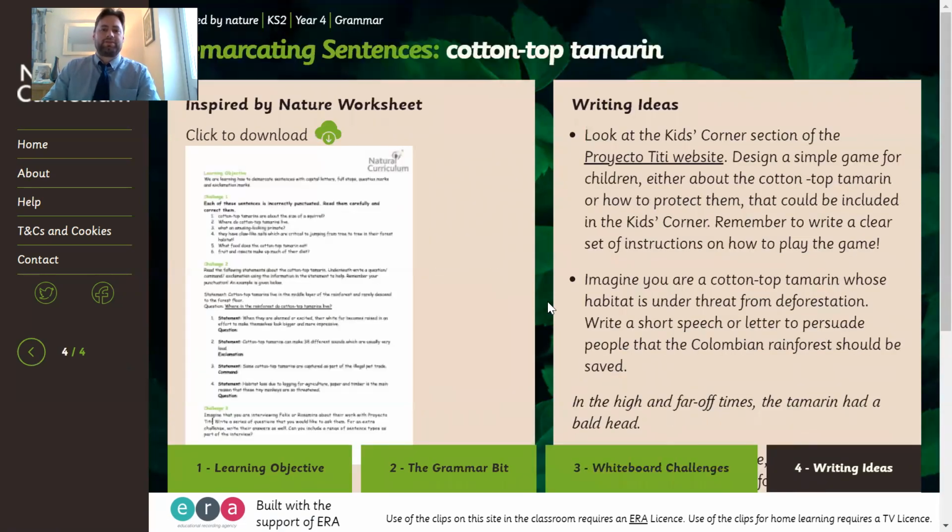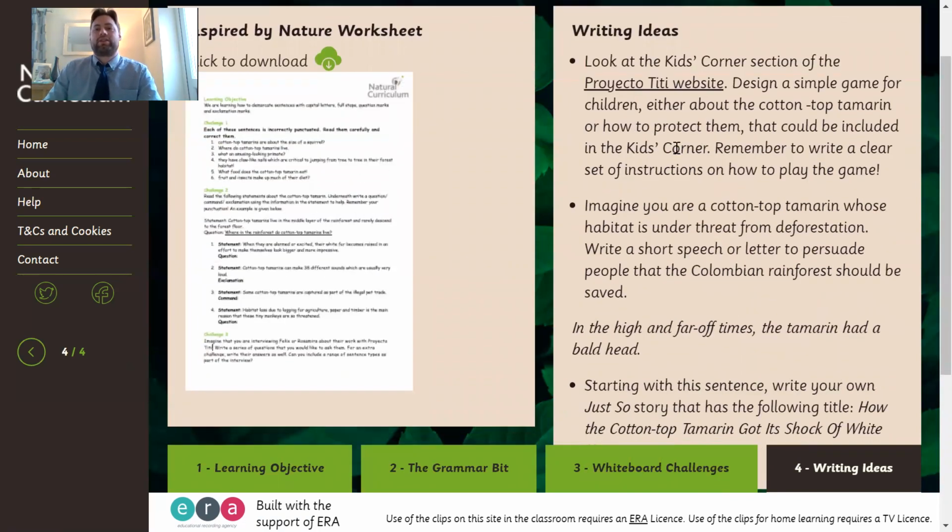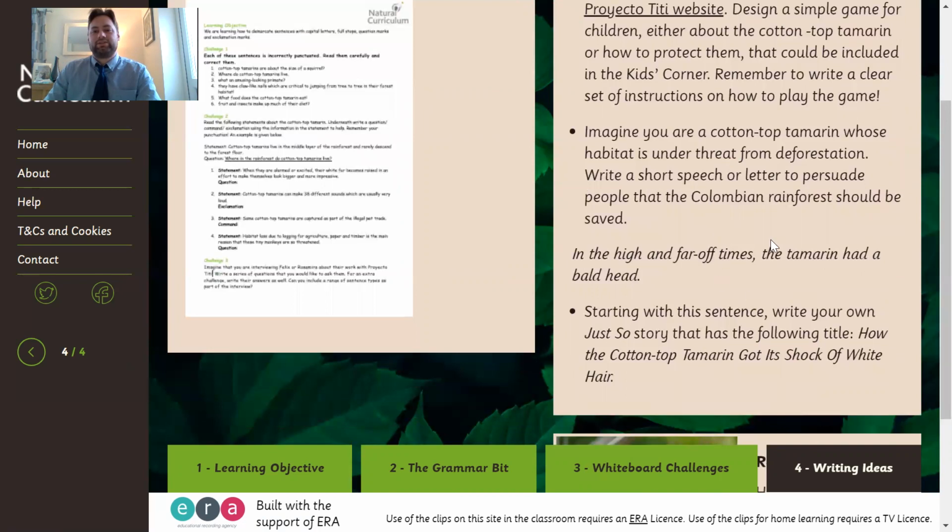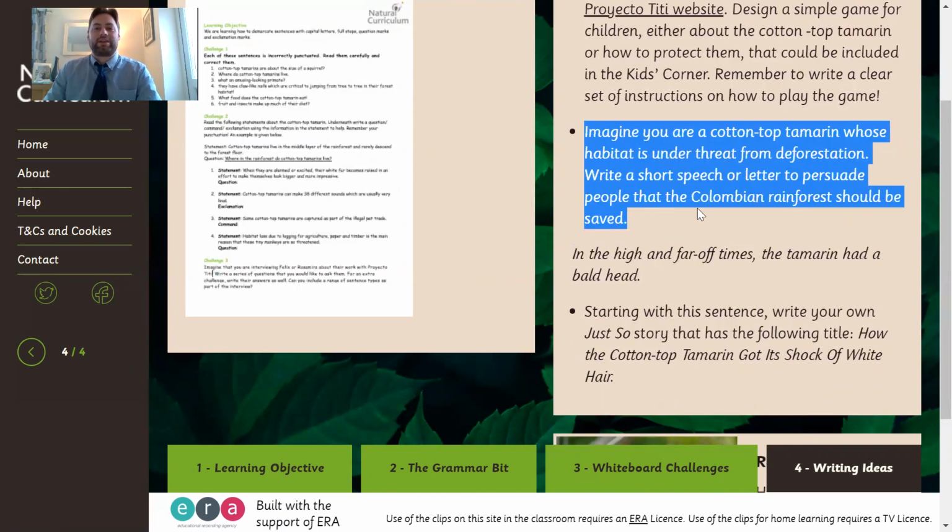If you want to push yourselves, if you've got time today, have a look. Let's decide to do this one. Imagine that you are a cotton top tamarin whose habitat is under threat from deforestation. Write a short speech or a letter to persuade people that the Colombian rainforest should be saved. So you're imagining that you're a tamarin monkey who is writing that letter.